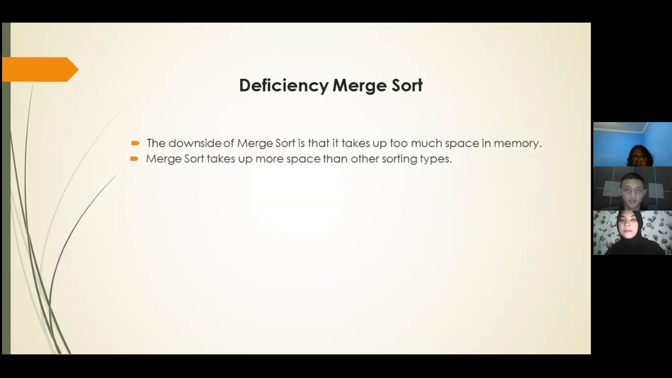Deficiency of merge sort. The downside of merge sort is that it takes up too much space in memory. Merge sort takes up more space than other sorting types.